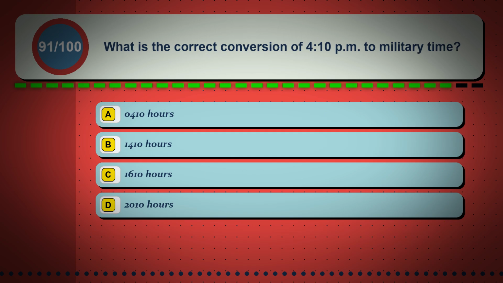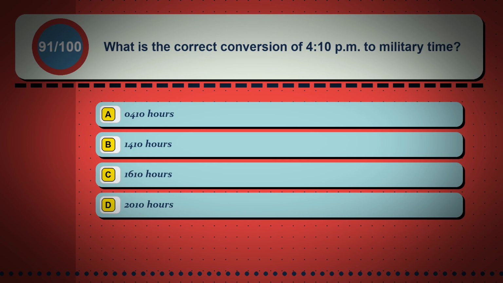Question 91. What is the correct conversion of 4:10 p.m. to military time? Option A is 0410 hours. Option B, 1410 hours. Option C, 1610 hours. Option D, 2010 hours.